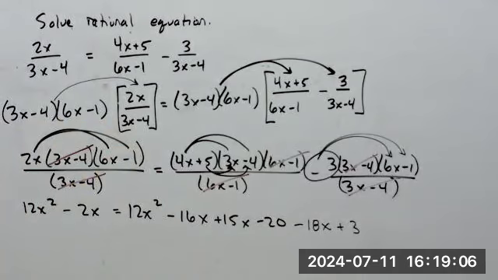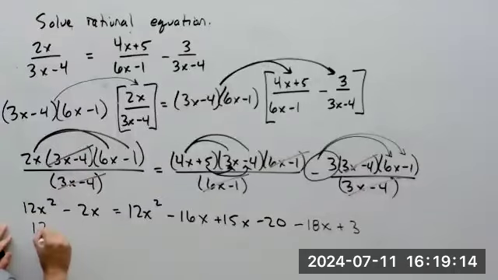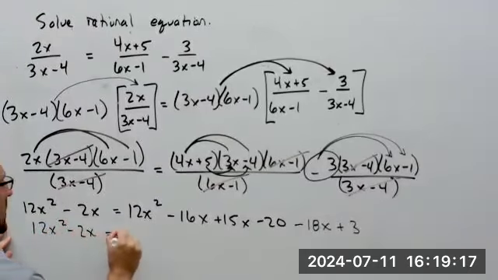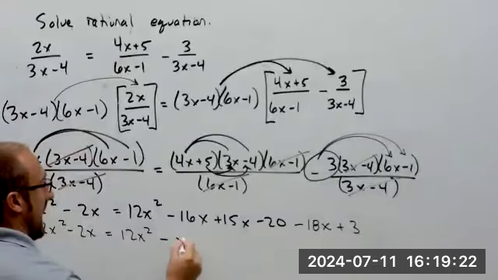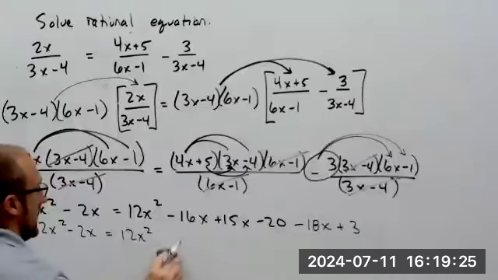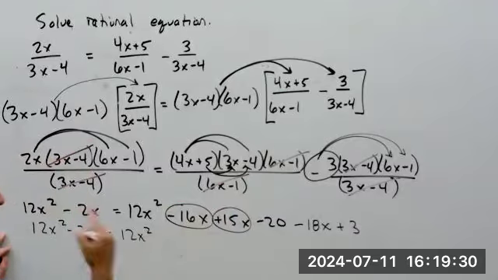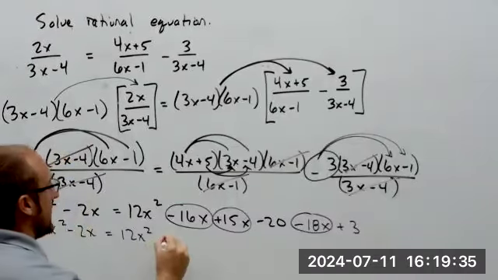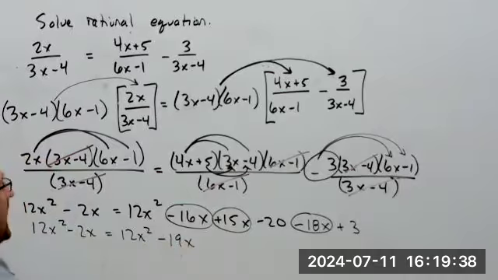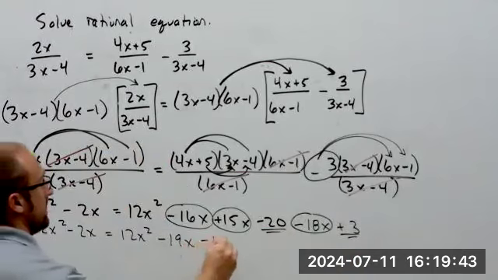Okay. Now let's look at all these. We can combine like terms on the left side, so let's keep the left side exactly the same. And let's combine like terms on the right side. So we have negative 16x plus 15x, that's negative x, minus 18x, that's negative 19x. And then we have negative 20 and positive 3, that makes negative 17. Okay.